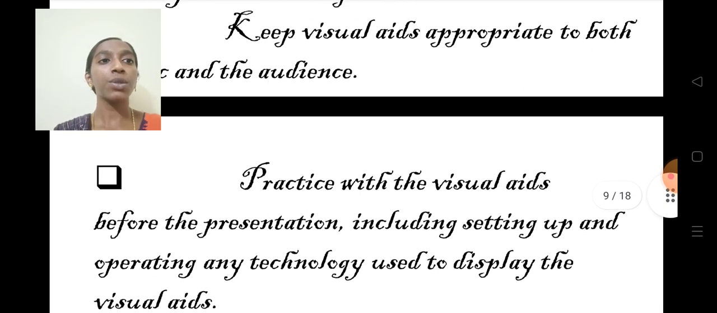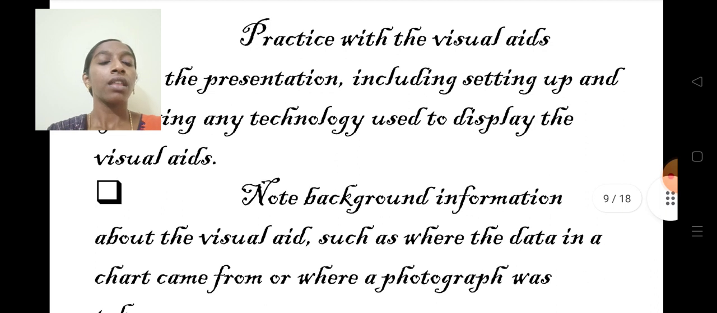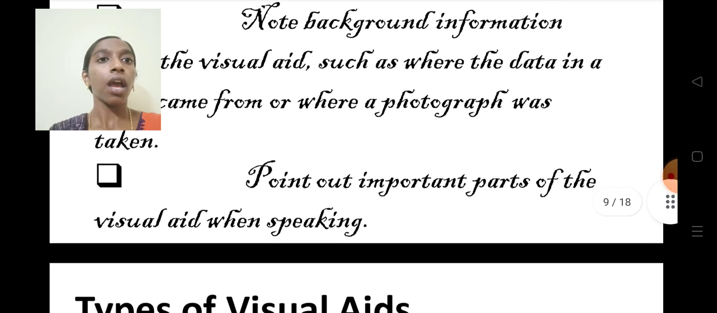Next, practice with the visual aids before the presentation, including setting up and operating any technology used to display the visual aids. Then note background information about the visual aid, such as where the data in the chart came from or where a photograph was taken. Point out important points of the visual aids when speaking.